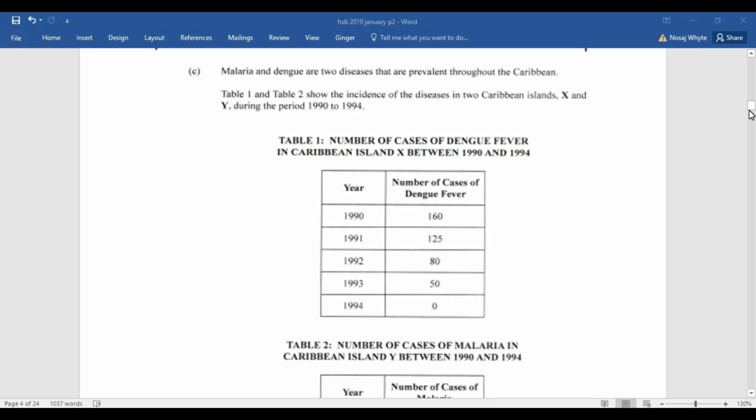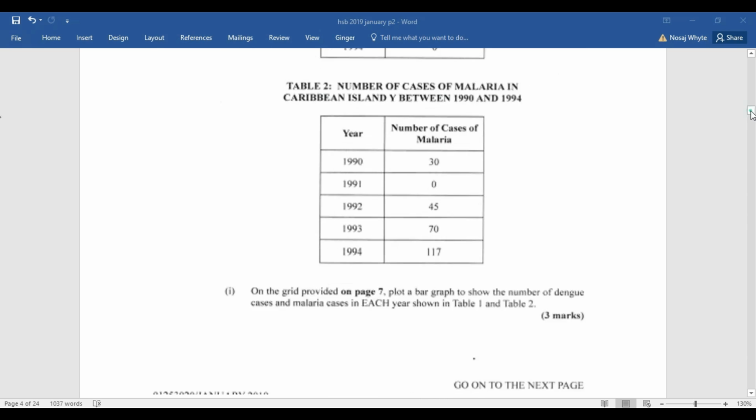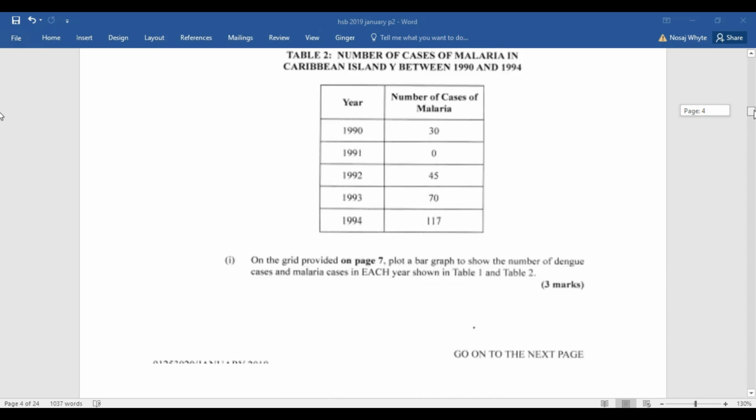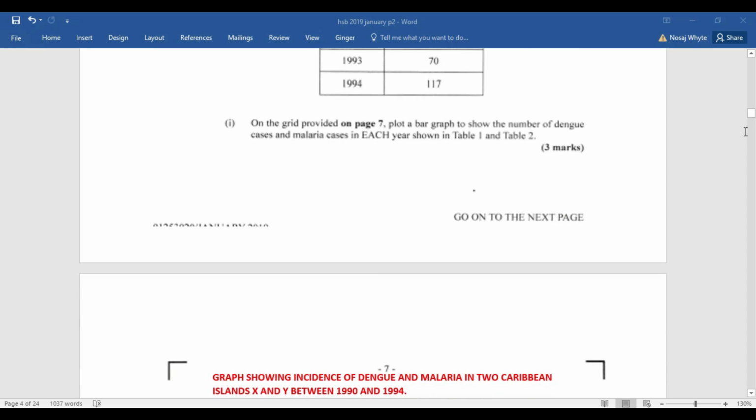So we have Table 1 and Table 2, and of course it's important to note that the figures in the first column that says "year" are usually the independent variable, and those are placed on the x-axis of the graph. Now, what is required of us? On the grid provided on page 7, plot a bar graph to show the number of dengue cases and malaria cases in each year shown in Table 1 and Table 2.